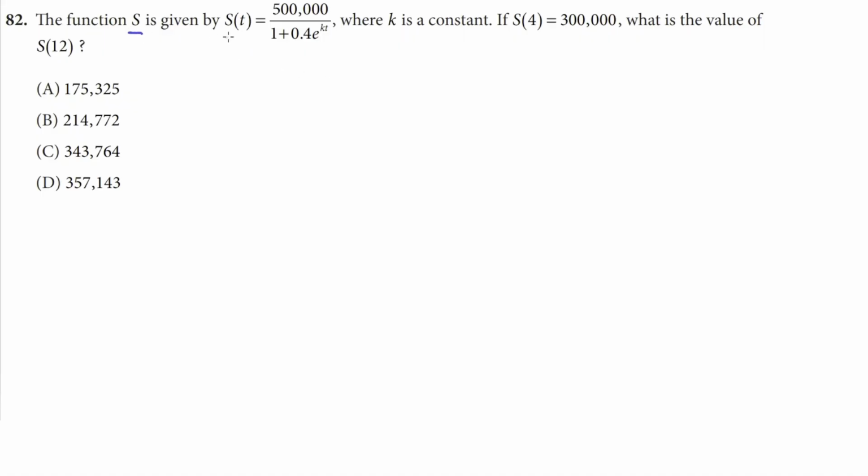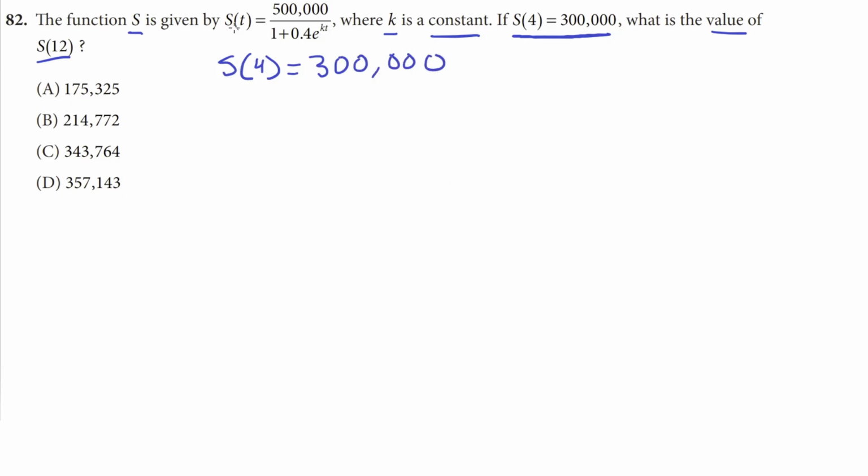The function s is given by s of t equals 500,000 divided by 1 plus 0.4 e to the kt, where k is a constant. If s of 4 equals 300,000, what is the value of s of 12? So we need to find the value of s of 12, but we can't do that until we find the value of k. But we can find the value of k by using this information here, that s of 4 equals 300,000.